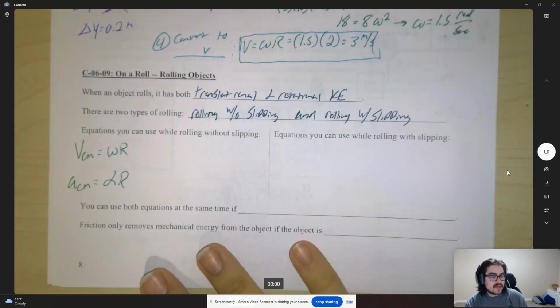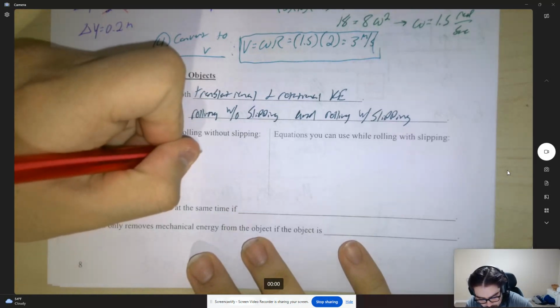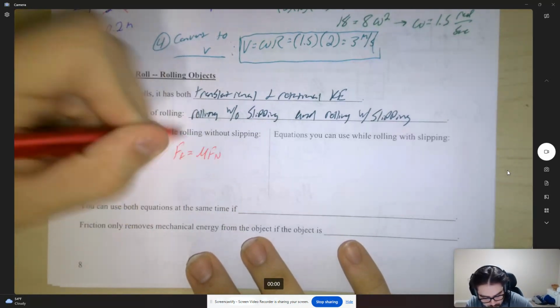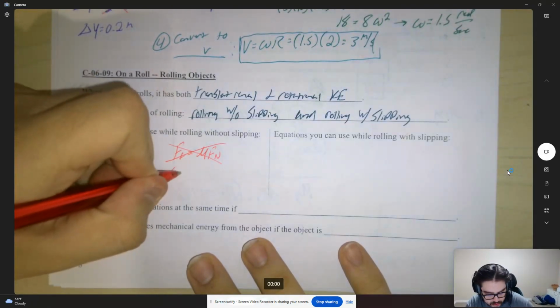What you cannot use is that the force of friction is equal to mu times the normal force. That is not allowed. Why not? It's because of static friction.